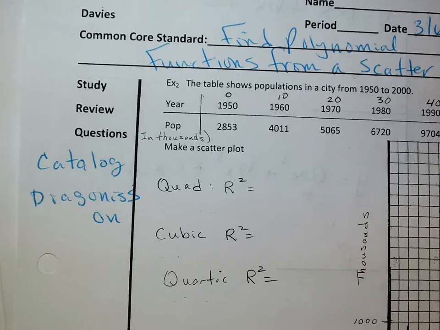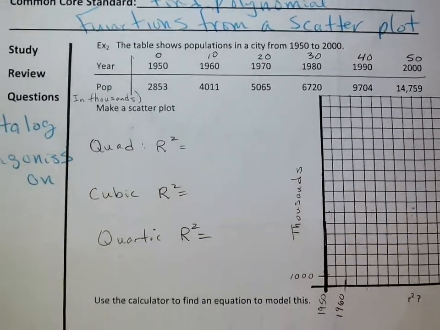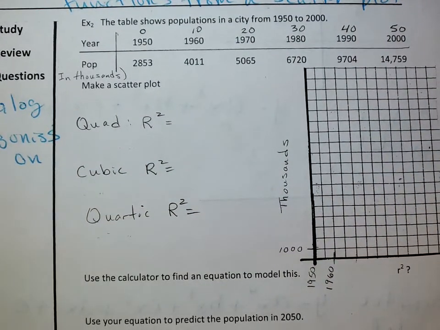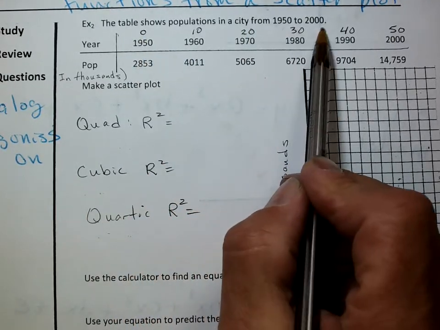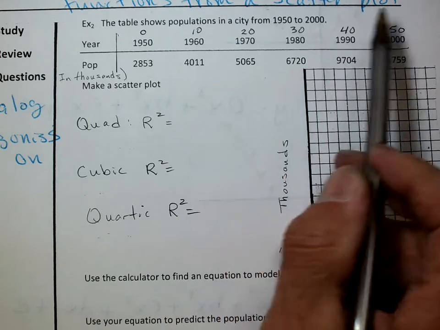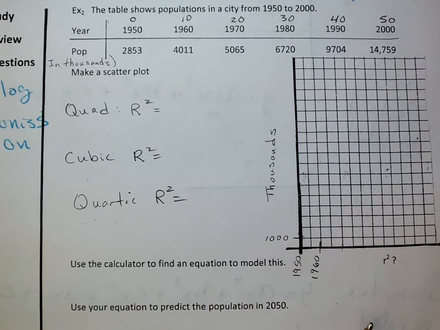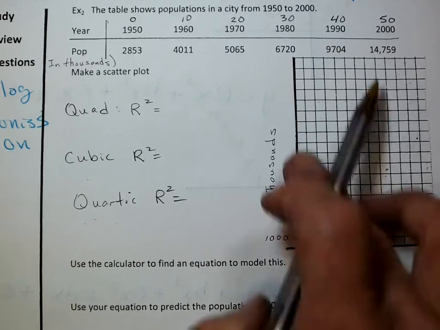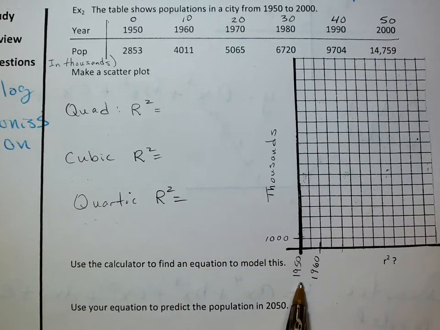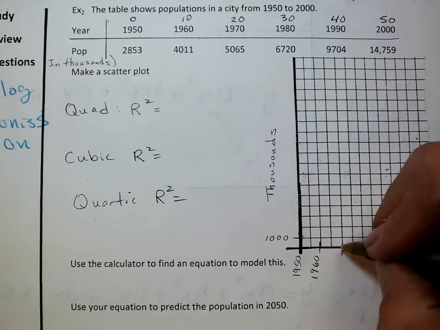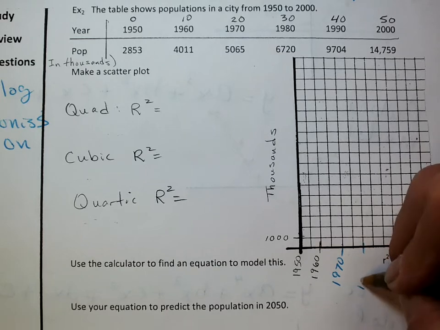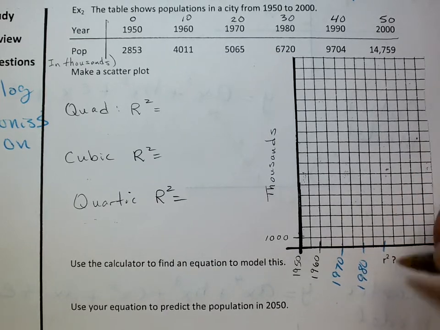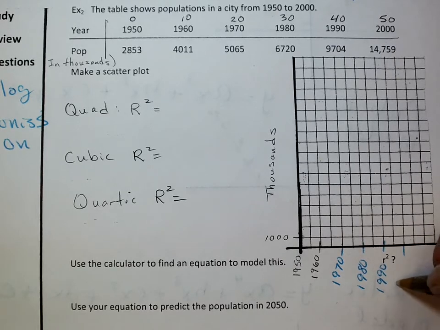So let's go ahead and first tackle this first problem. All right, example 2. So the table shows populations in the city from 1950 to 2000, okay? And we want to go ahead and first make a scatter plot. What I've done to help us out is I've kind of got our scales. I've got 1950, 1960, I think I'll add 1970, 1980, 1990, and 2000, okay?